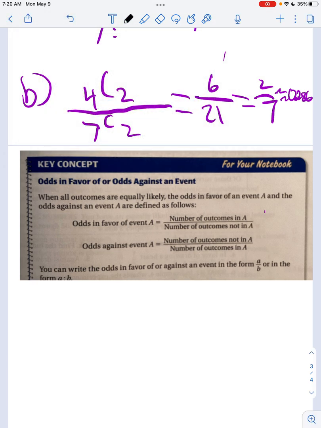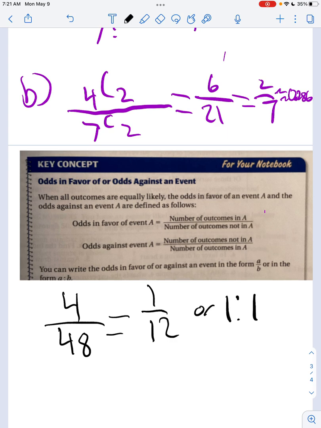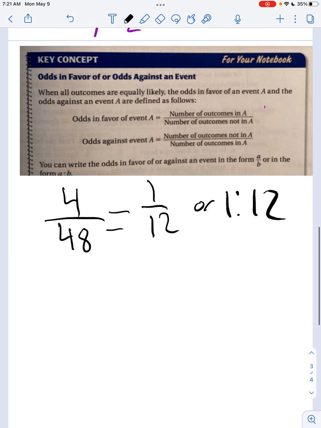Find the odds in favor of drawing a 10 and the odds against drawing a club. So if I think about a 52-card deck, there are 4 cards that are the number 10. So the odds in favor of drawing a 10, and there are 48 non-10s. So again, if I think about that, I could divide this by 4 and get 1 to 12, so the odds of drawing a 10 are 1 out of 12.